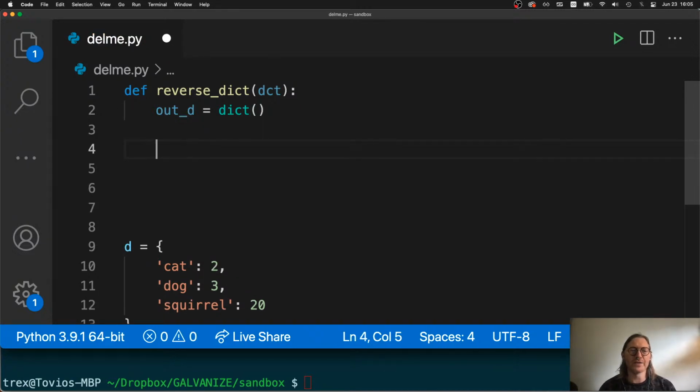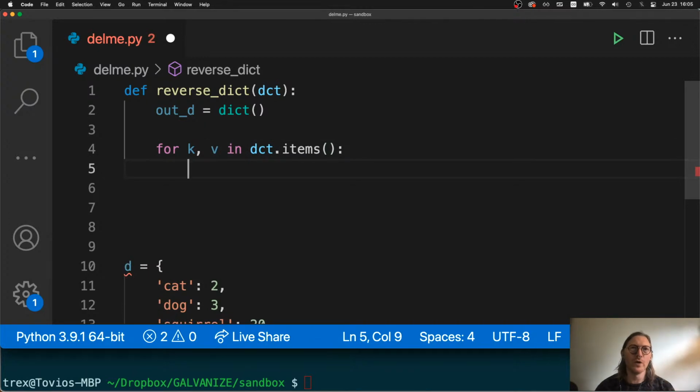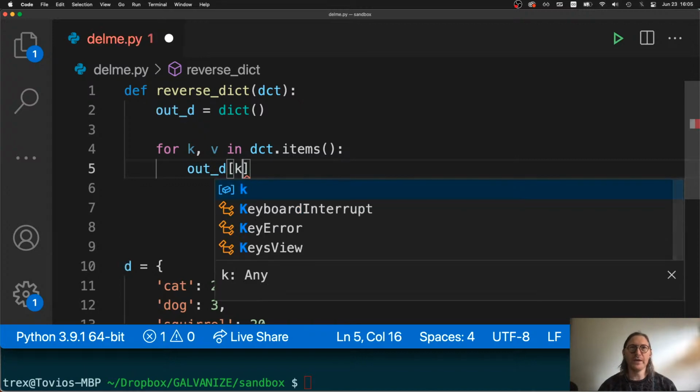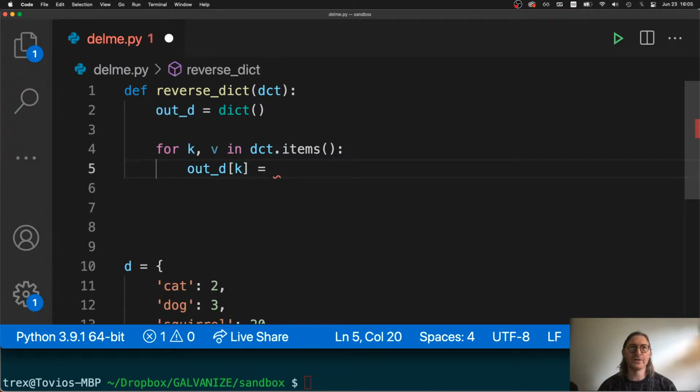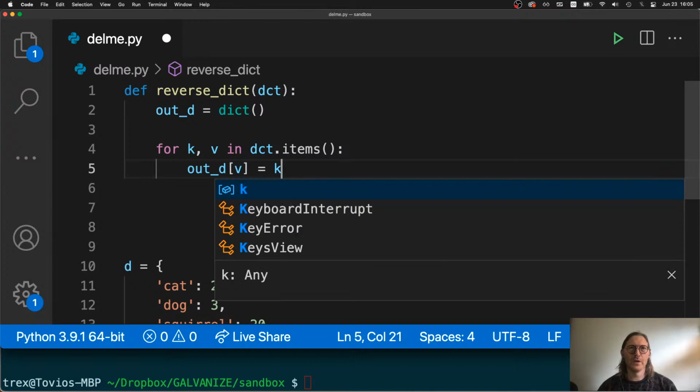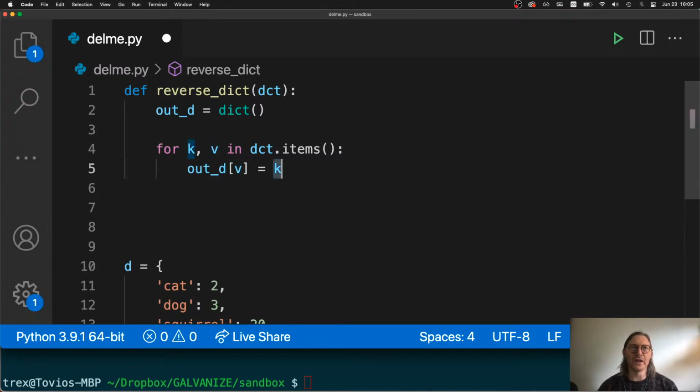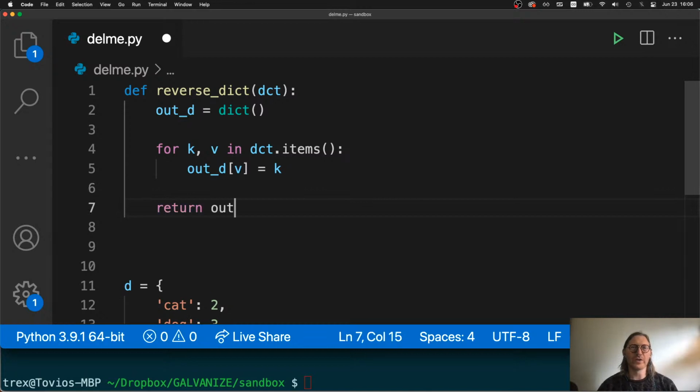And I can just reverse that initial dictionary, right? So for the key and the value in dct.items, I have to use .items in order to access all those entries, the key-value pairs, as tuples. Those will unpack into key and value. I can just take outD sub value and attach to that the key, like that. So this is going to get us the inverted dictionary, which we can return, like so. So we've got D here.